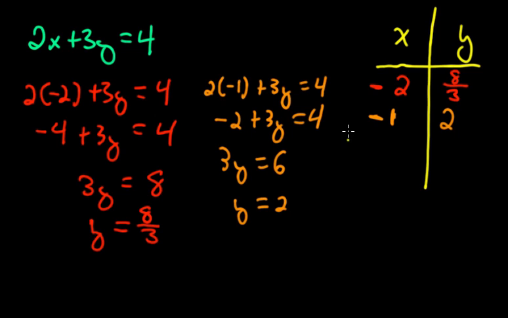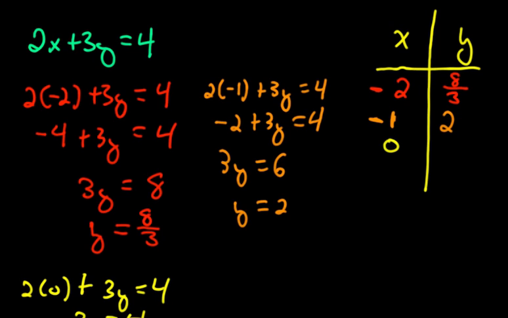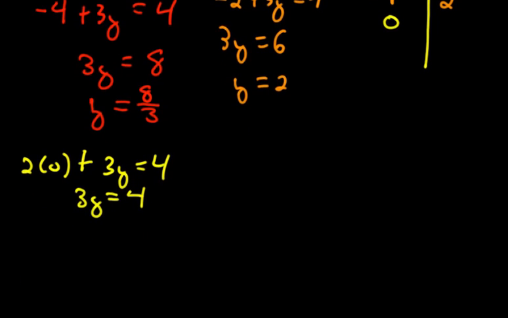Alright, now I'll do x equals 0. So 2 times 0 plus 3y equals 4. 3y equals 4. Coming off the screen here, I'll scroll up a bit. So y equals 4 thirds.